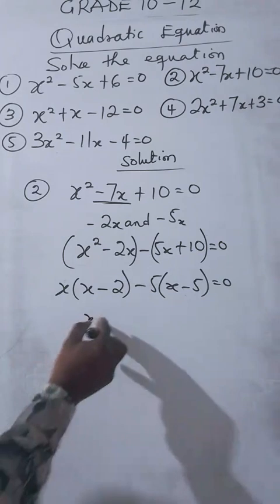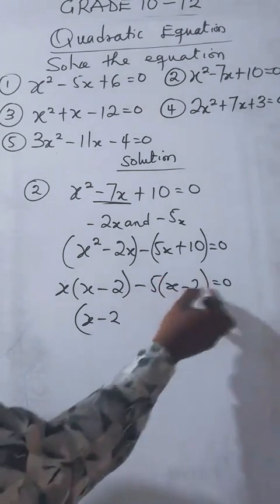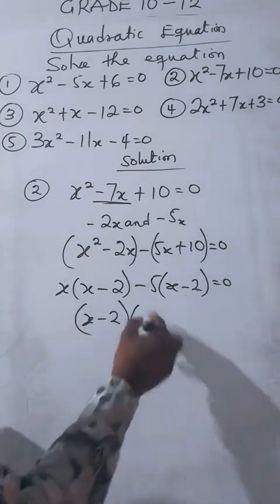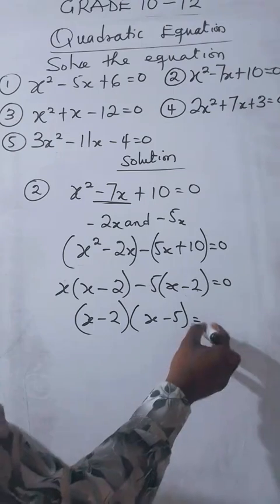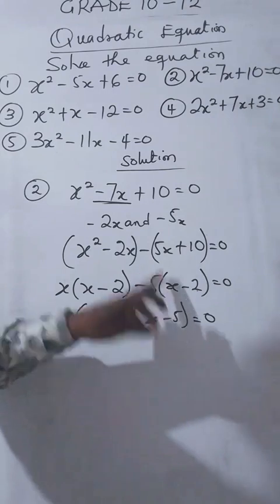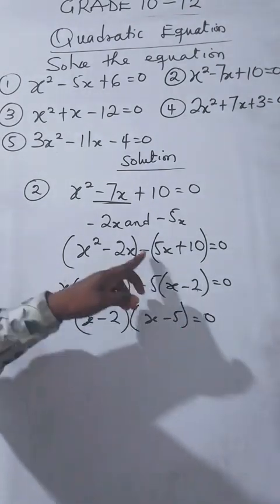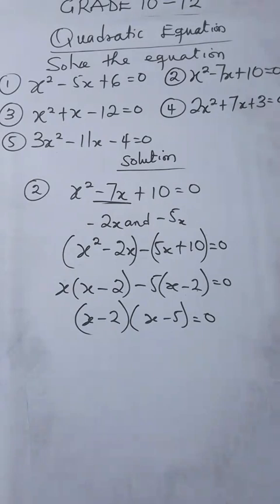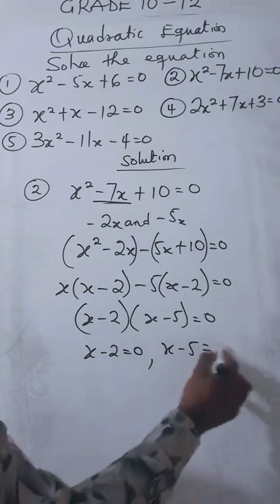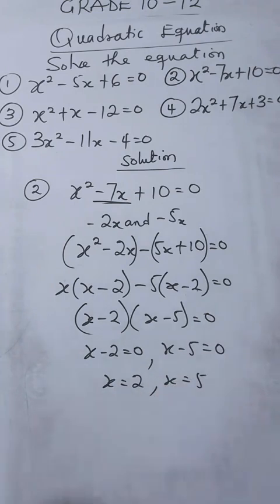So here x minus 5, no sorry, this is 2, sorry. So x minus 5, then what is outside? We have x minus 2 equals 0. Then x minus 5 equals 0. So x is equal to 2, and x is equal to 5. Right.